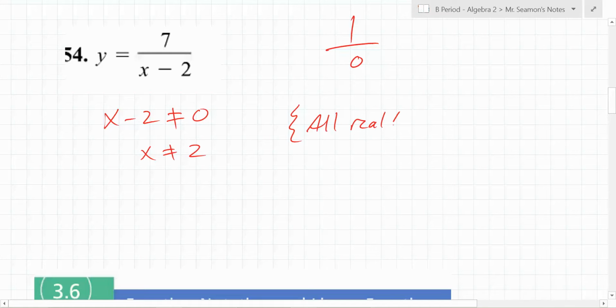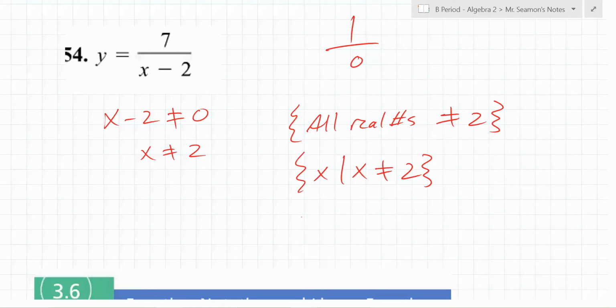All real numbers not equal to 2. Another way you can write that? x such that x doesn't equal 2. You could say it like that too. Or you could write a sentence with R. Totally fine. It's everything except for 2.